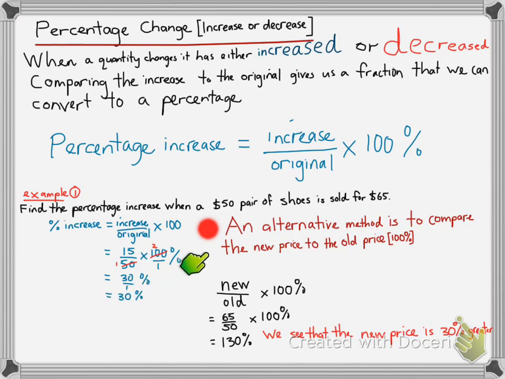Now an alternative method is to compare the new price to the old price. So instead of just looking at the increase, we're going to just say, what is it now, what was it before? And this is actually the preferred method. So if we take the new price and divide by the old price to find the fraction, we'd be taking 65 divided by 50. Now when we multiply that by 100%, we get 130%. So this tells us that the original price is equivalent to 100%. That original price of 100% has risen by 30%.